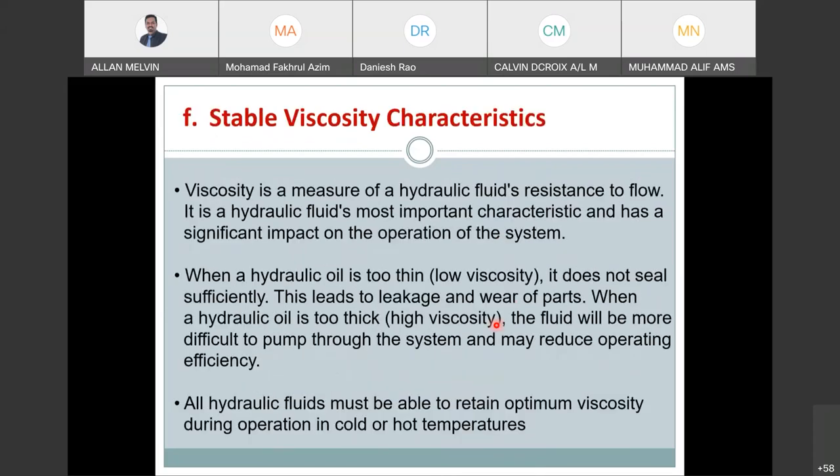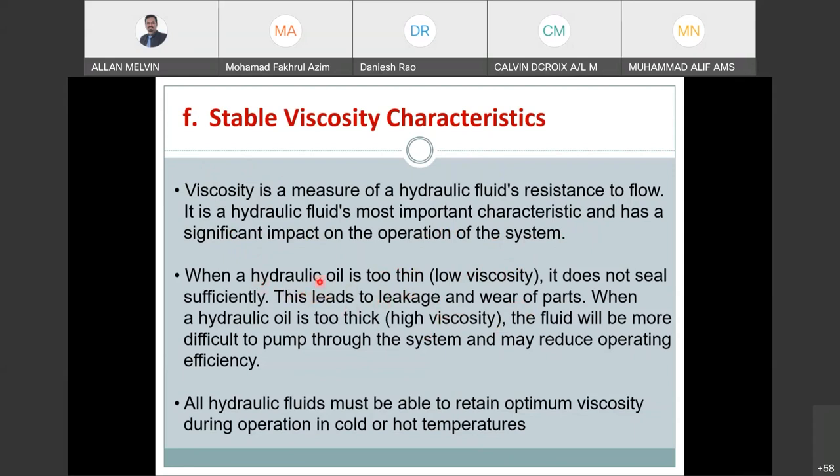That's one thing. Okay, so F, stable viscosity characteristics. The viscosity is a measure of hydraulic loop's resistance to flow. I think you already know what is a viscosity from your thermal fluid. Okay, so whatever fluid that having resistance to flow, meaning it will cause friction, meaning it's having a high viscosity. Okay, so it can have a significant impact on the operation of the system. Because your oil can be low viscous or too thin, or it can be high viscous. So both are having some consequences.